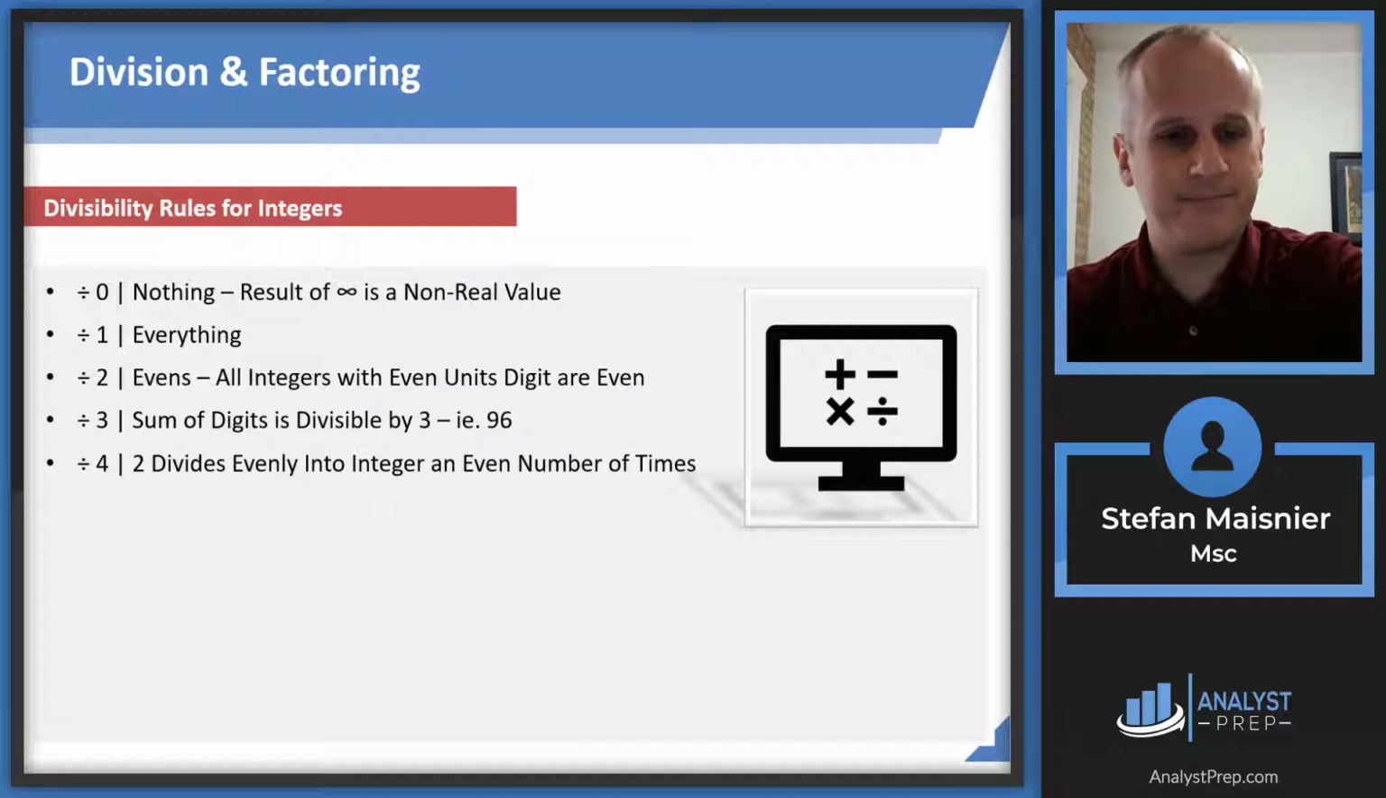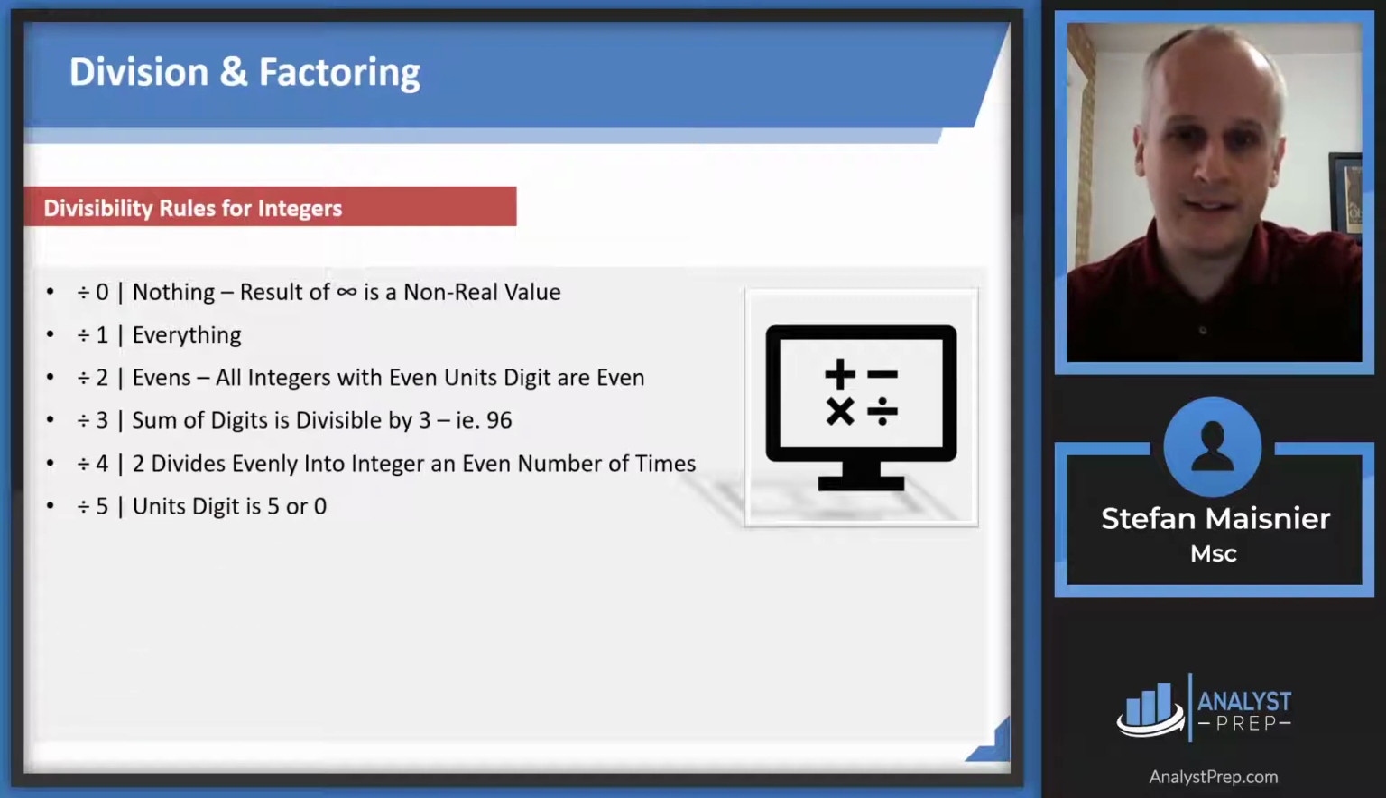Now, you know when an integer is divisible by 4 if 2 divides evenly into the integer an even number of times. So when you're doing these divisibility rules, very frequently you'll be creating what's known as an all-factor pairs chart, and you'll know how many times 2 went in, and if that number of times 2 went in is even, 4 is going to go in exactly half that number of times.